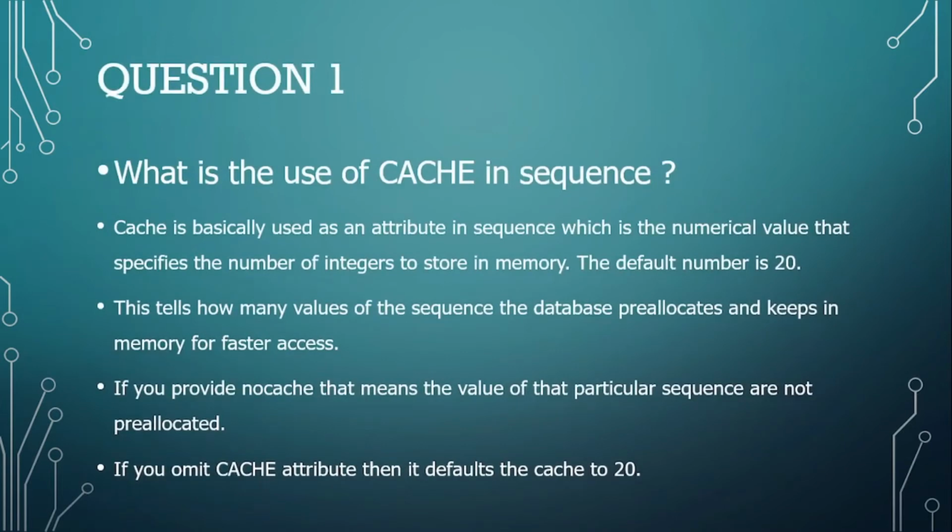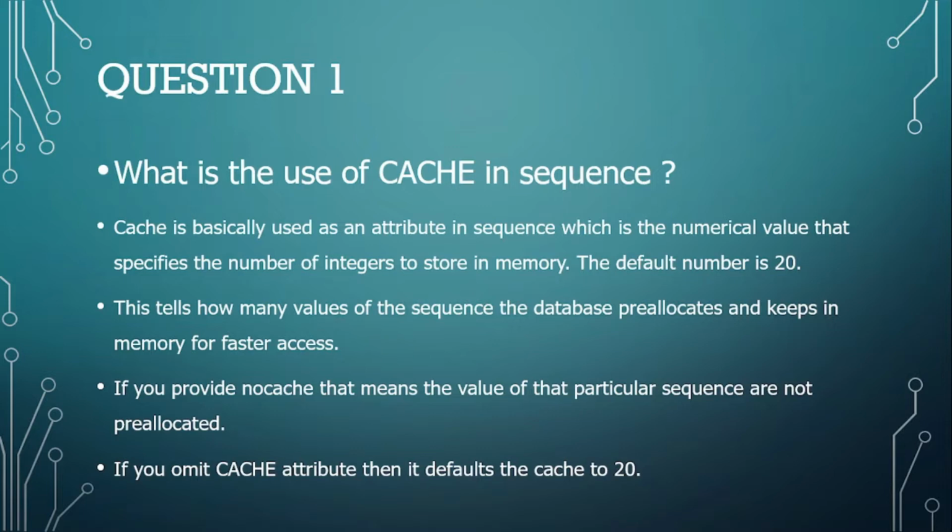So the first question asks you, what is the use of cache in sequence? I believe all of us know the syntax of sequence in SQL. It involves many attributes like start with, increment by, cache, cycle and order. Cache is one of them, and it is a numerical value that specifies the number of integers to store in memory. If you don't provide any cache value, it defaults to 20.